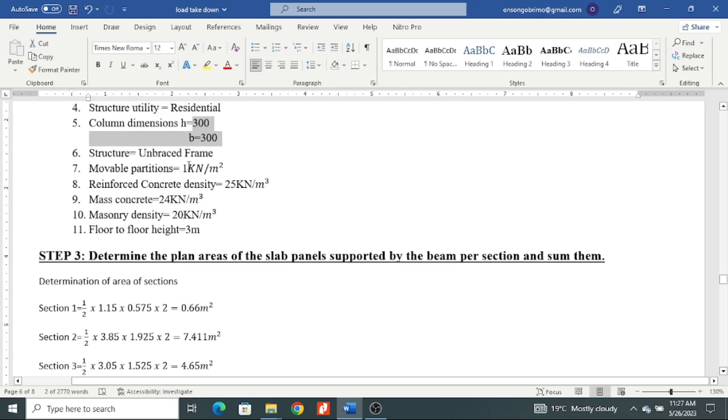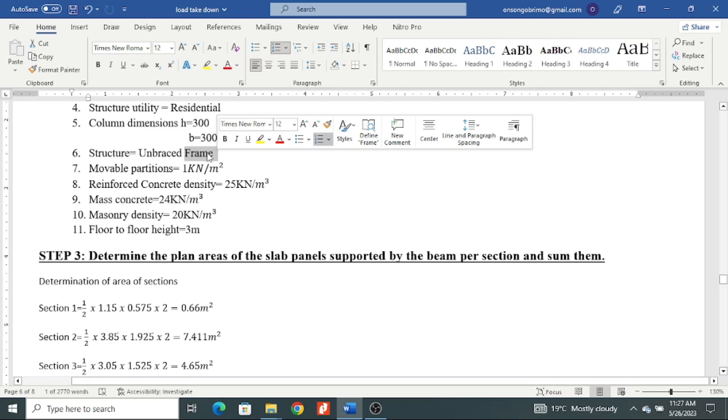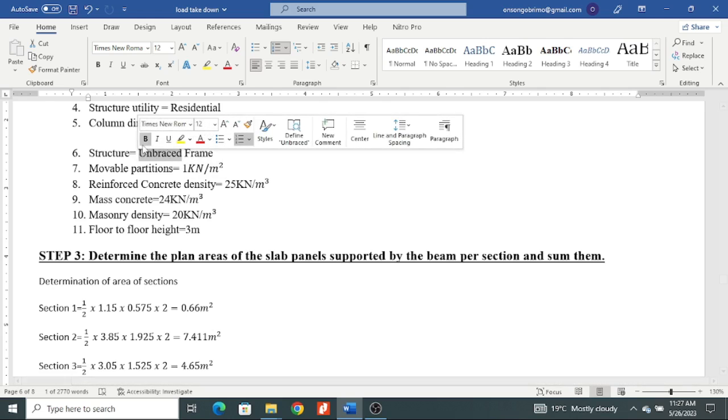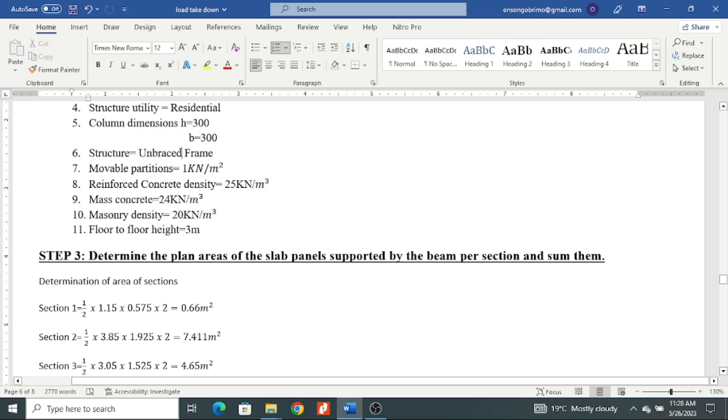The structure is a frame structure, therefore my walls are not load bearing, and it is not braced. Later on I'll explain what braced structures are in a different video, but braced structures work well in lateral loading. And then I have movable partitions. If there are any in my structure, I'm going to use 1 kilonewton per meter squared. This is just an assumption I have made from my experience in the field and all that I've carried out.